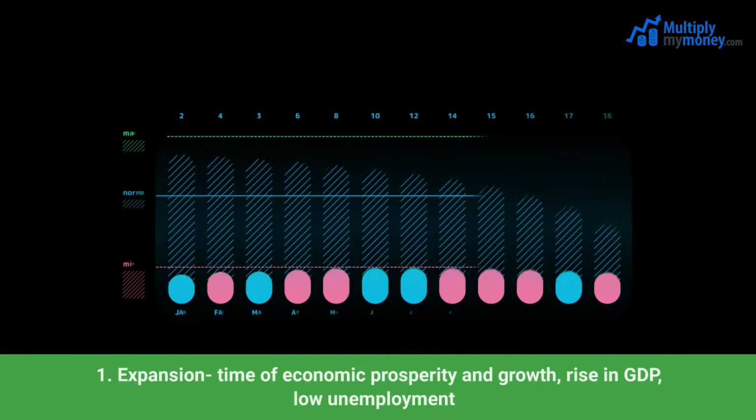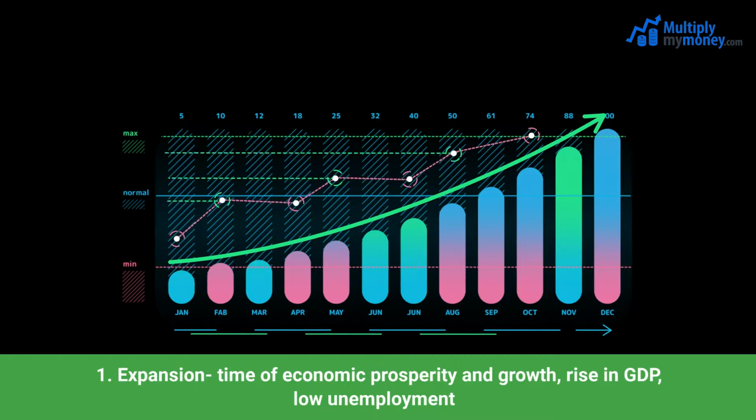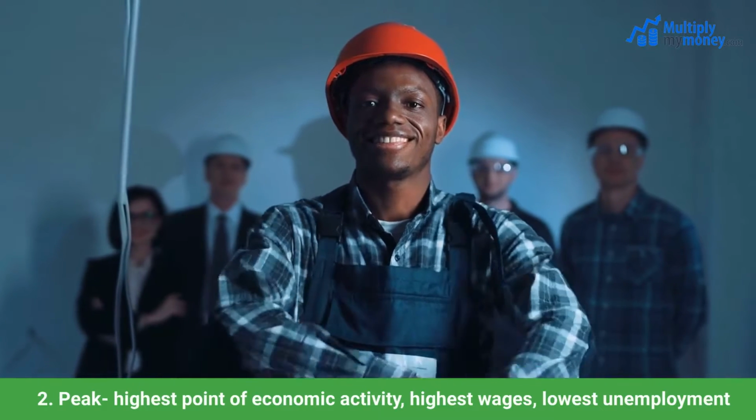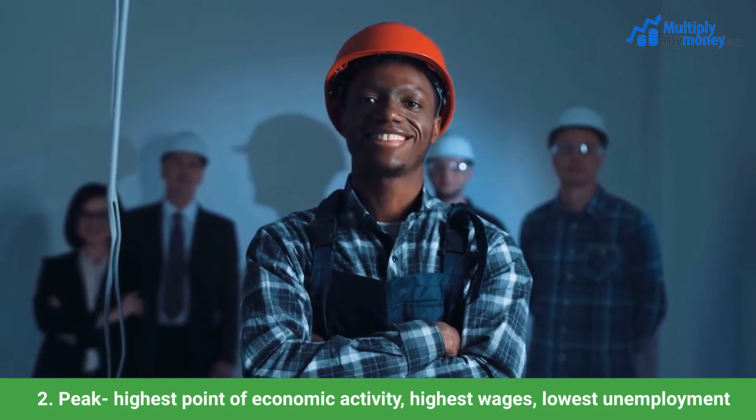Number 1, expansion: time of economic prosperity and growth, rise in GDP, low unemployment. Number 2, peak: highest point of economic activity, highest wages, lowest unemployment.